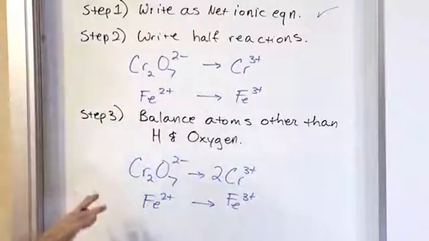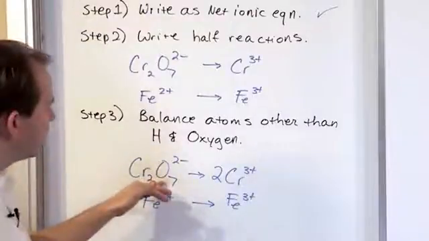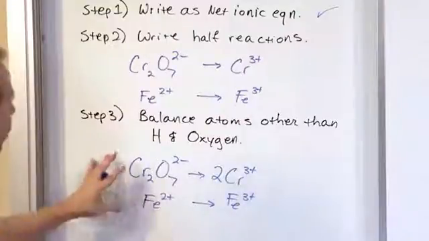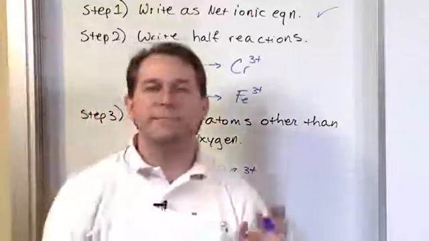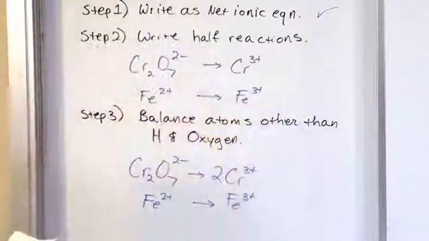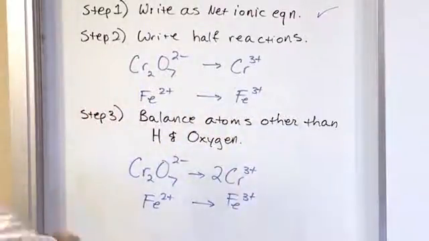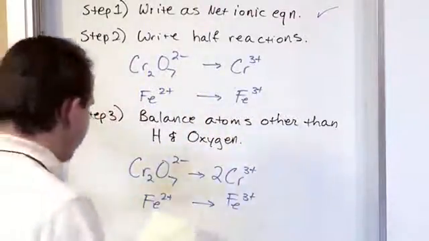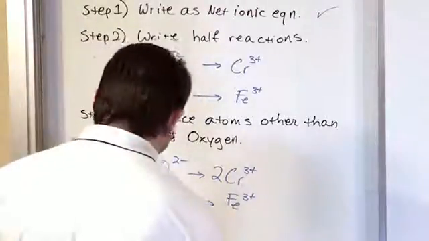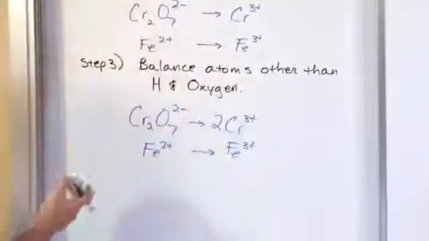We're not looking at charges. We're not looking at this oxygen because it says we're balancing things other than oxygen and hydrogen. All we're doing is writing our half reaction down and balancing everything other than hydrogen and oxygen. Okay? Actually, I'm going to continue to do it right here. I think it'll be a little clearer if I just write it right underneath.